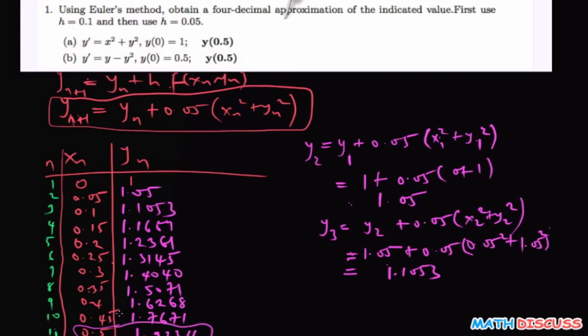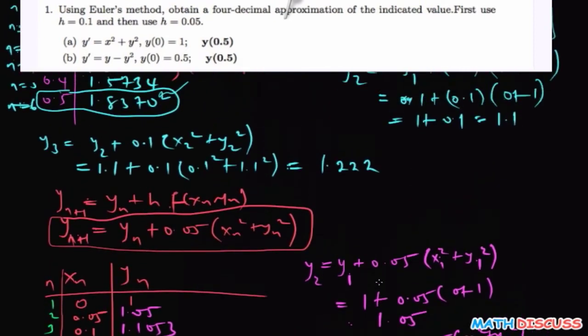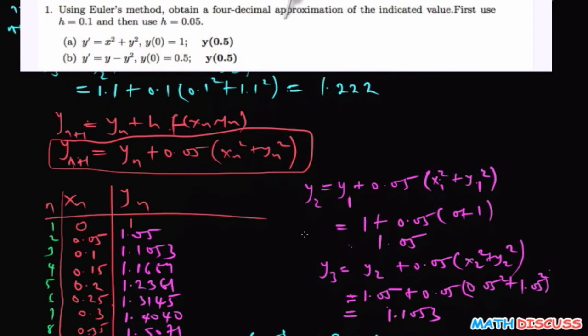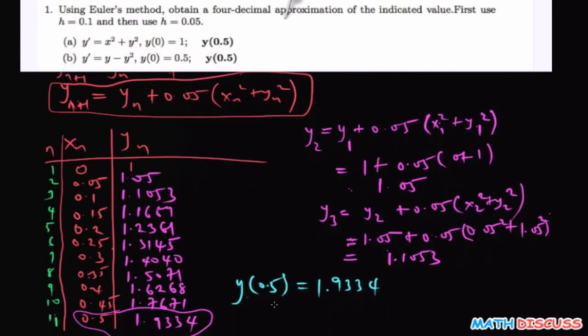So using a step of h equals 0.05, we had our y value, that is y of 0.5 equals 1.9334. Compared to what we had initially, our y value was 1.8370, but our y value here is 1.9334. Actually, this is going to give you a more accurate answer when you compare it by solving this.